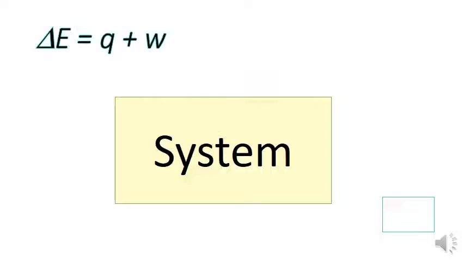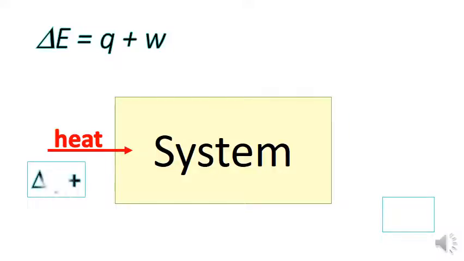Within this equation, Q, of course, refers to the quantity of heat. And if heat is going into the system, that is an endothermic reaction, and Q will be positive. If heat is exiting the system, then Q will be negative for an exothermic reaction.